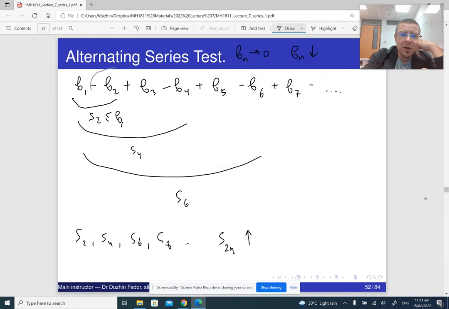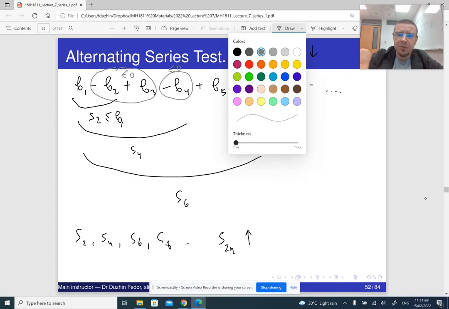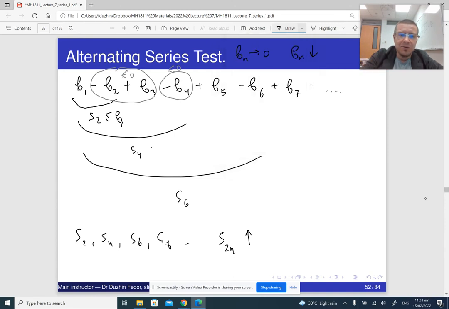So if we look at this term, minus B2 plus B3, it is negative, right? Because B2 is bigger than B3, so we are subtracting a bigger number than the number that we are adding. So this is negative, and this number is also negative. Right, so S4 is obtained from B1 by adding a few negative terms, which means that S4 is less than or equal to B1.